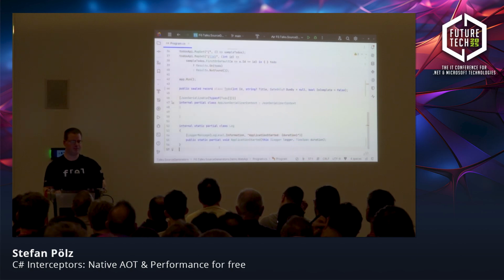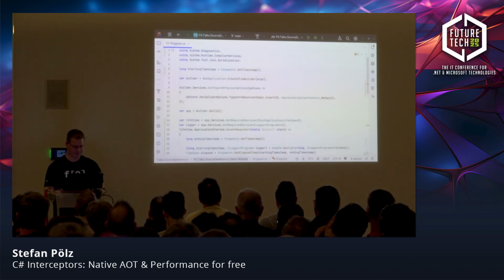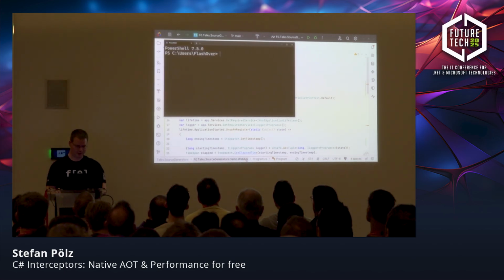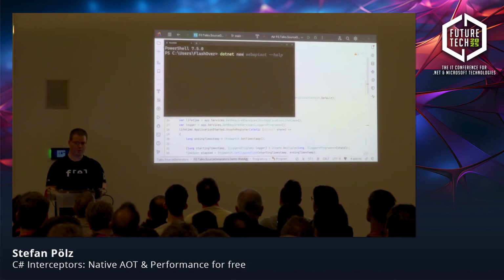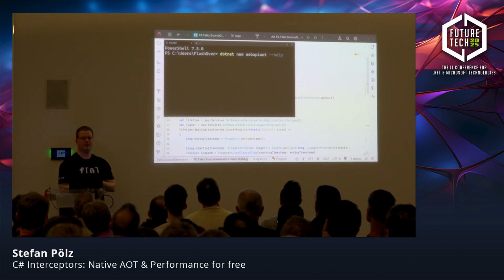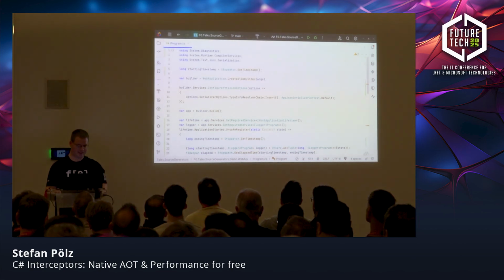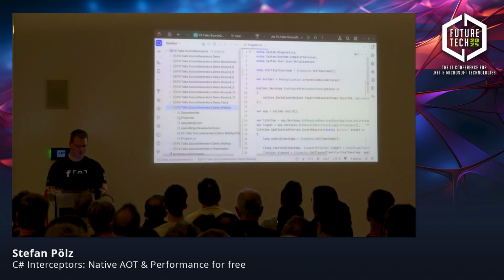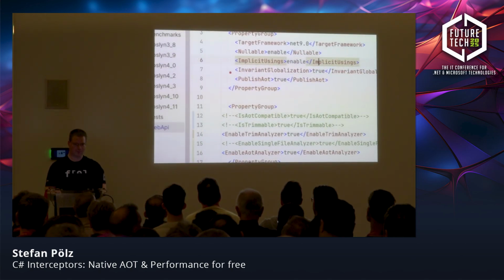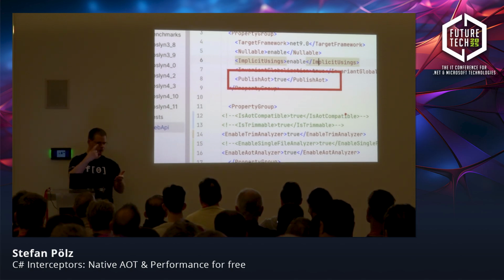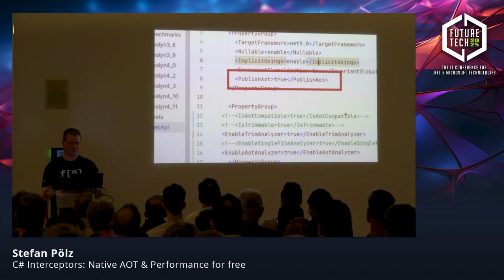Let's take a look at this minimal web API project. I created this by firing up my terminal and saying dotnet new webapiaot, which creates a minimal Web API application that also has PublishAot set to true. So when we publish this, the AOT toolchain will be invoked.